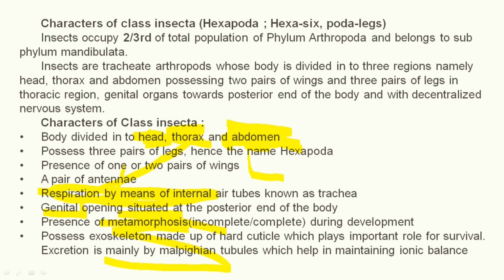Exoskeleton of hard cuticle. Excretion by means of malpighian tubules. They have a decentralized nervous system, with a rudimentary brain, central nervous system and peripheral nervous system. Triploblastic, three cell layers will be there. They are hemocoelomic in nature. So many things are there. So these are the characters of class Insecta.